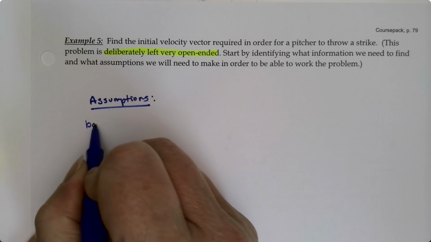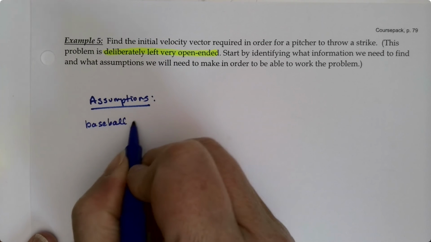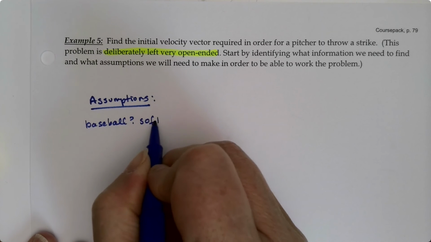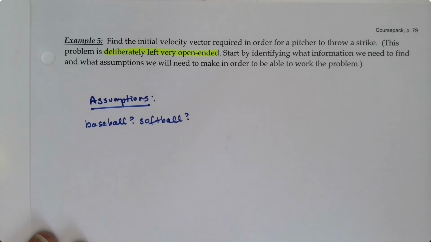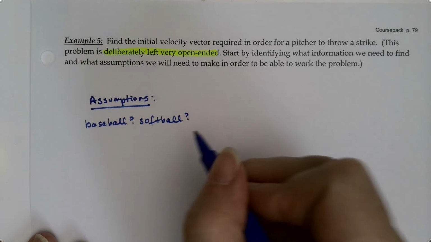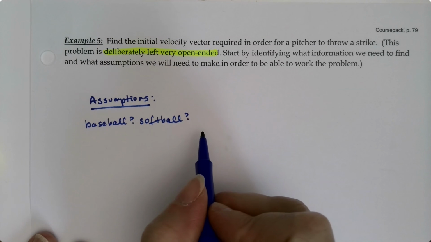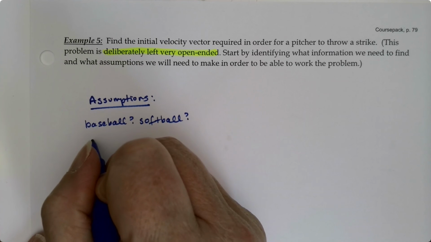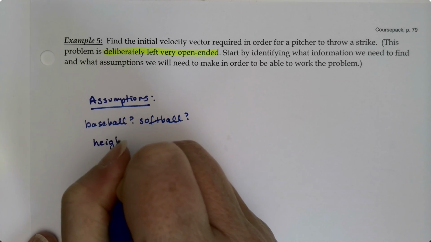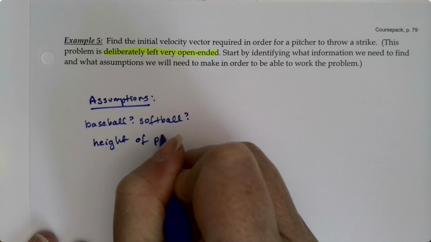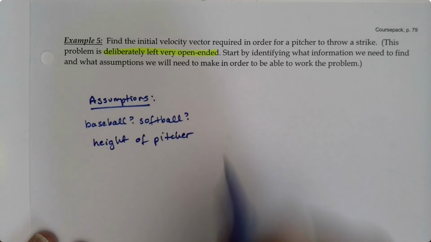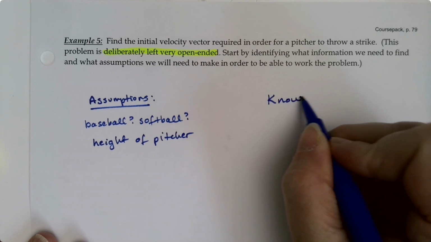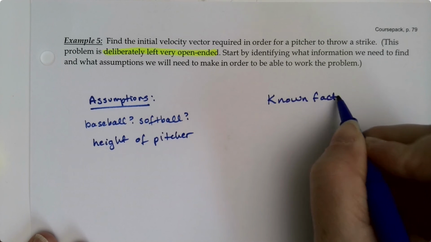So are you talking about baseball or are you talking about softball? They both work, but you'll have to clearly label which one you're doing. And then from there, you have to figure out all sorts of things, right? So you have to also assume the height of the pitcher. You're going to have to make some rounding and estimations here. You can get known facts as well based on those assumptions.